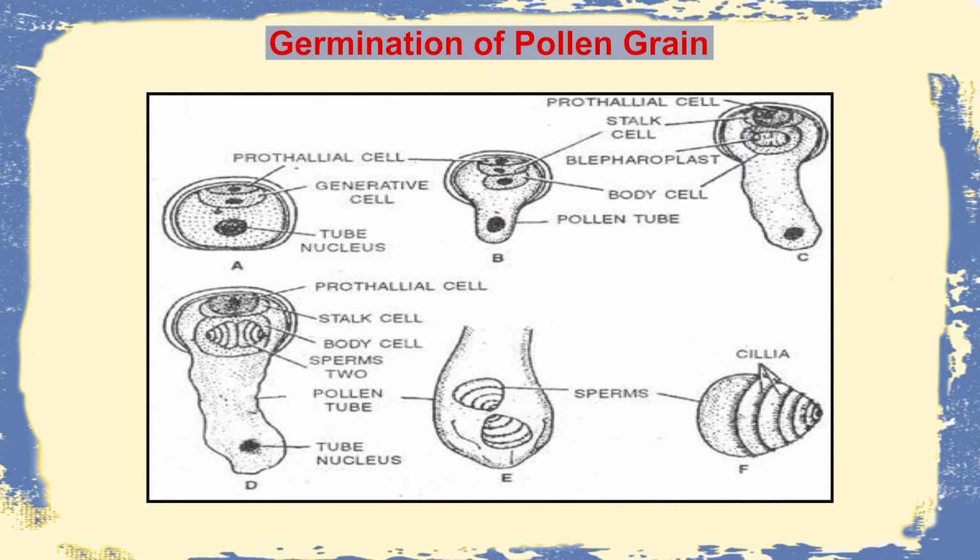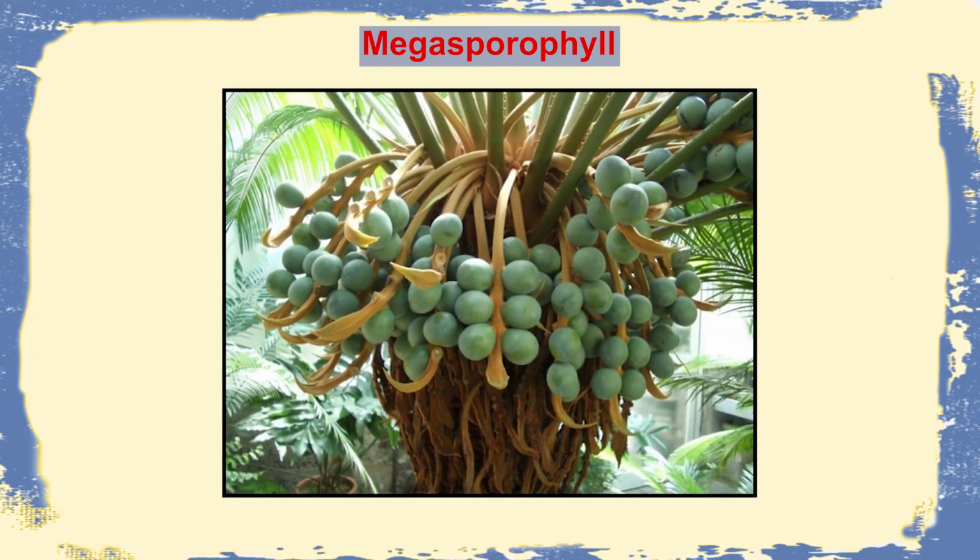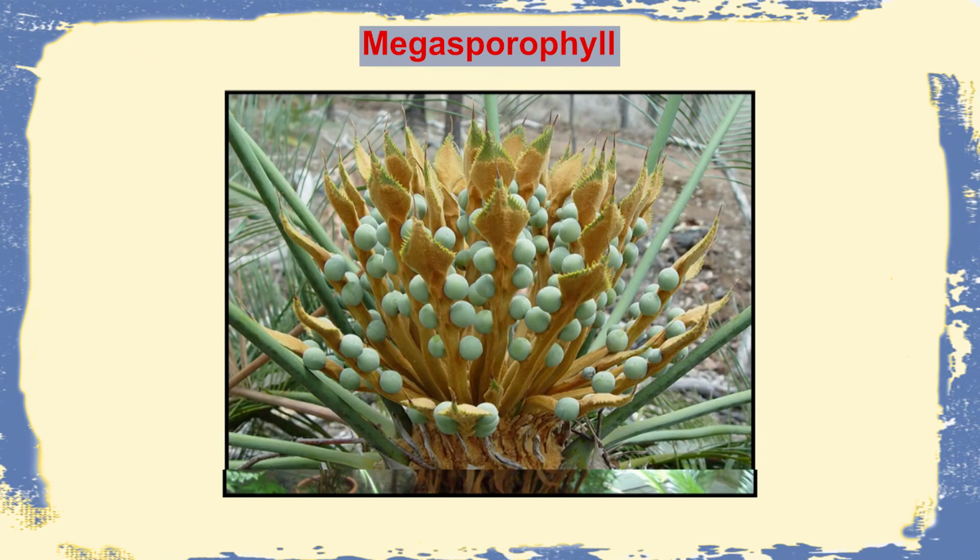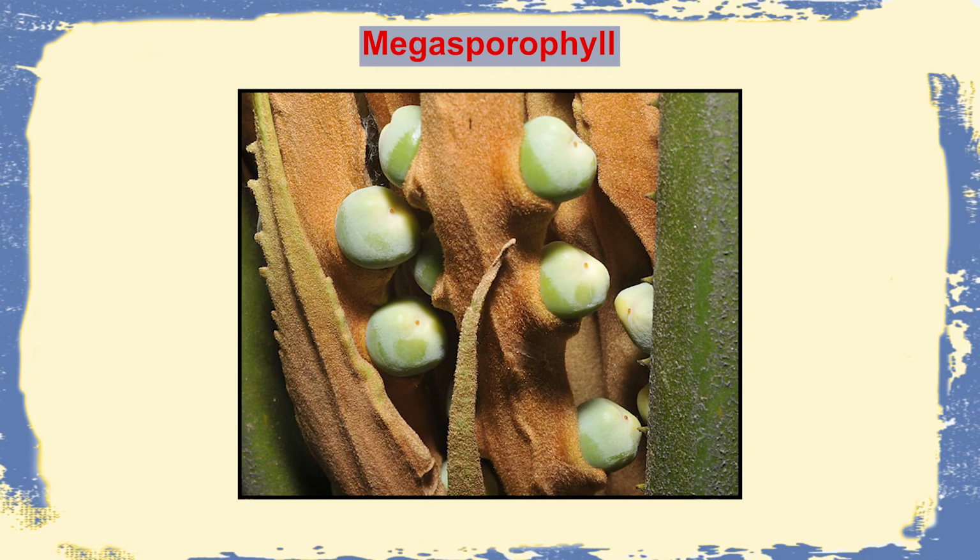Coming to the female reproductive structure, unlike male, Cycas is without any female cone. Instead, it is replaced by the megasporophyll, which is a typical modified leaf-like structure having naked ovules attached to the base. And there may be 4 to 6 such ovules present, gradually getting matured. In fact, megasporophyll structure is variable in different species.